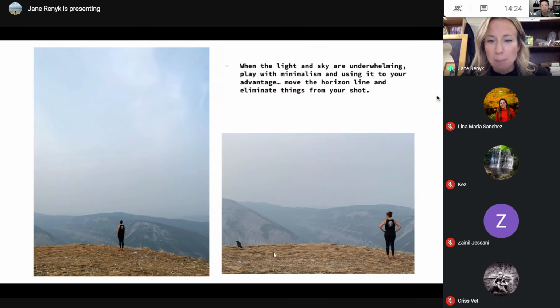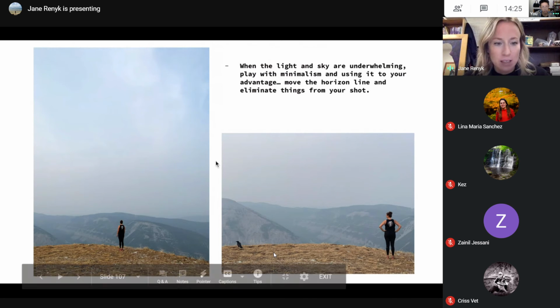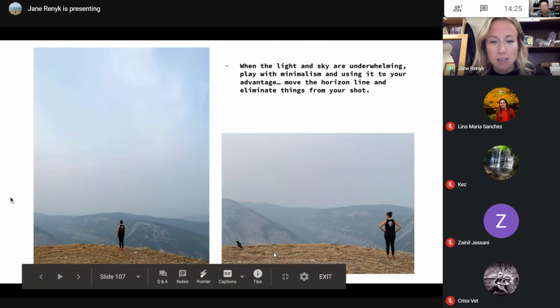Okay, but it's going to happen where you're out shooting and it's maybe midday and it's the most boring light, like there's literally no shadows happening here. This was during the fires. This was later on at night or in the afternoon. We were hoping to get a sunset, but we didn't. So we had a really boring sky, no clouds, no beautiful light to work with. So it's going to happen. What do you do? You use minimalism. That's my favorite. I really think there's a high impact with this shot.